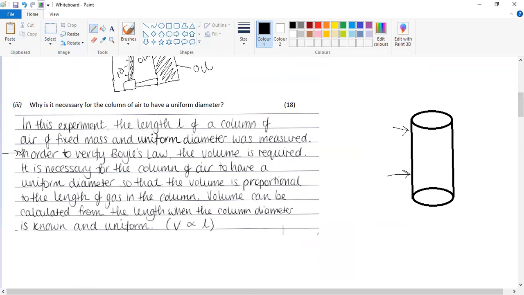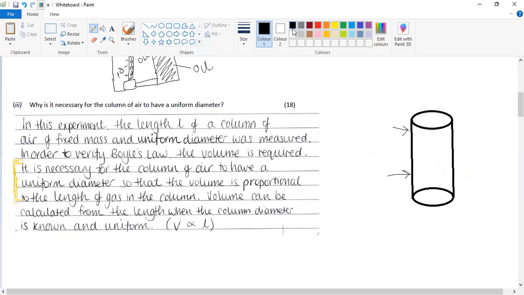So it's necessary for the column of air to have a uniform diameter so that the volume is proportional to the length of the gas in the column. That's really the answer part there, okay? That little bit, I'm going to highlight it a little bit. It's necessary for the column of air to have a uniform diameter so that the volume is proportional to the length of gas in the column. That's kind of the crux of it.